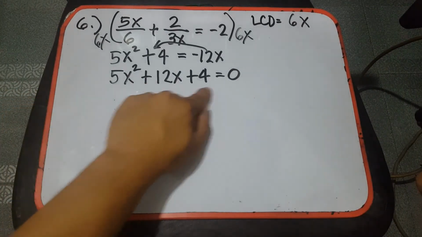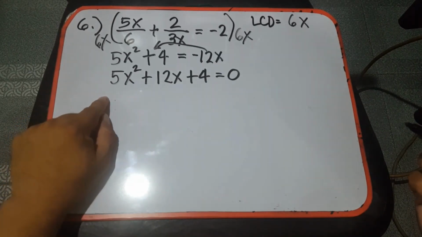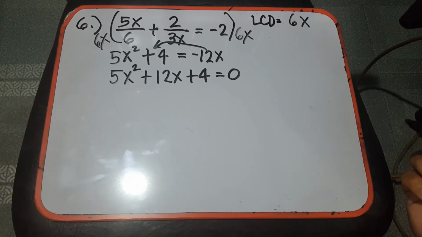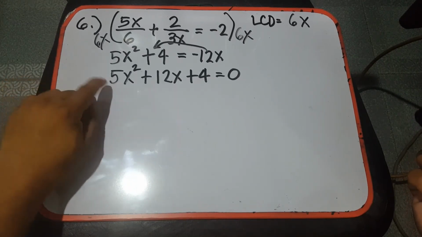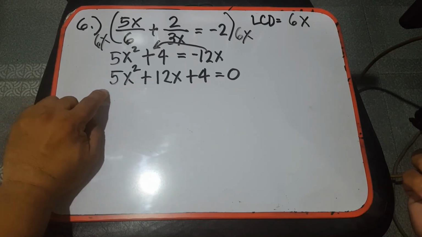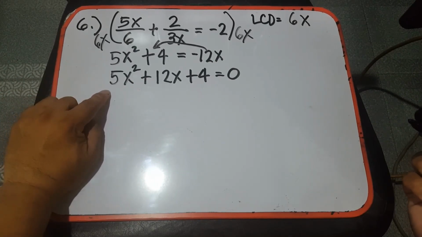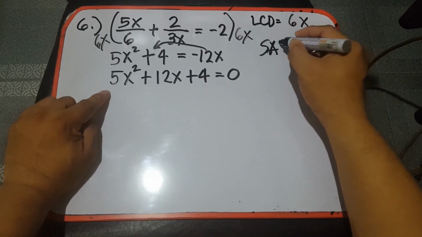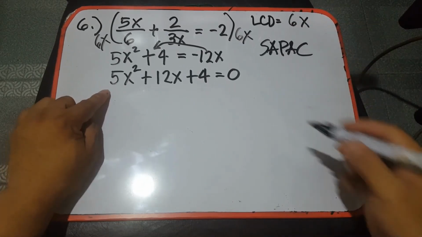From here, we are now going to solve this quadratic equation by using any method. And again, as I am telling you, if you can solve it by factoring, then let's solve it right away by factoring. So in the case of example number 6, the quadratic equation can be solved by factoring, particularly by using what we call the sapak method. So how is that done?